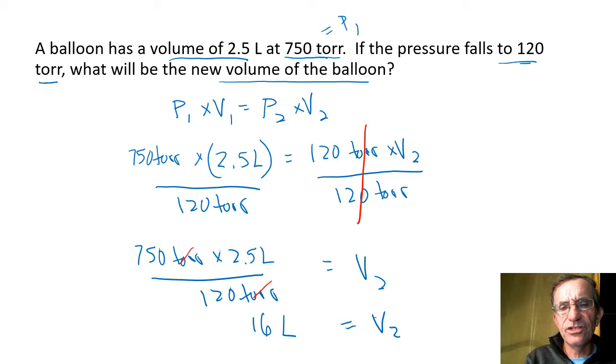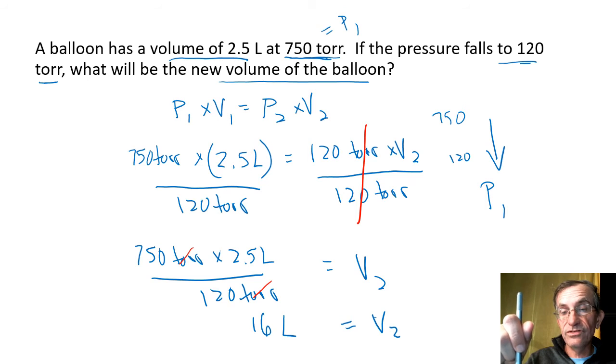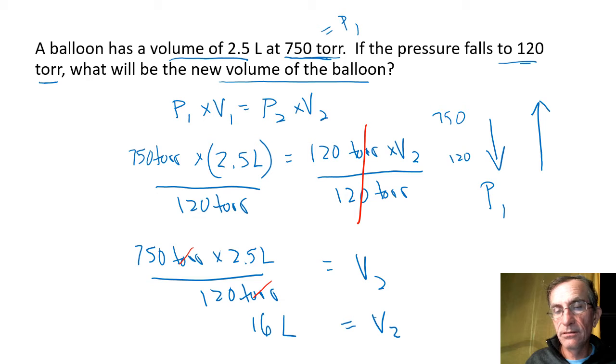So let's see what's gone on here. If we read the question, we've changed the pressure from 750 to 120. The pressure has gone down. As you saw in that little demonstration video, when the pressure goes down, the volume should be going up. Did that happen? Does that look right? I think so, right? So we started off at 2.5 liters and went up to 16 liters. So yeah, the volume went up.